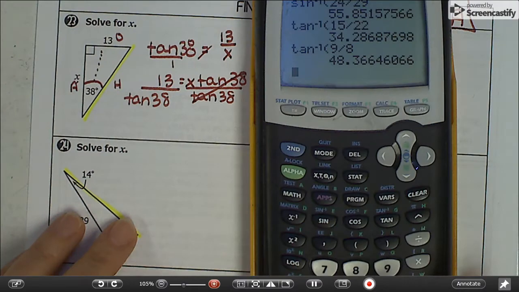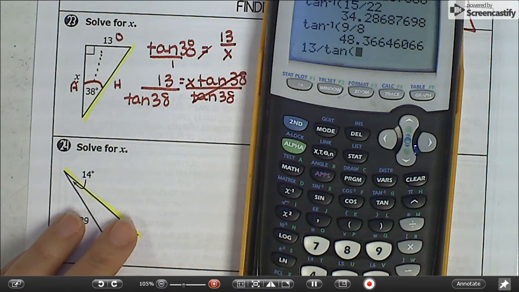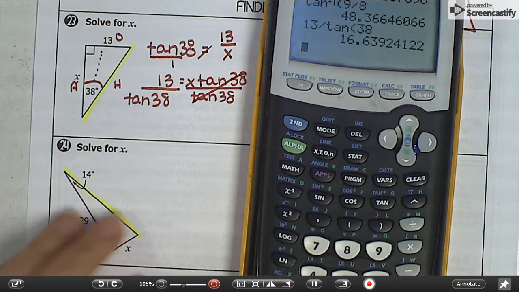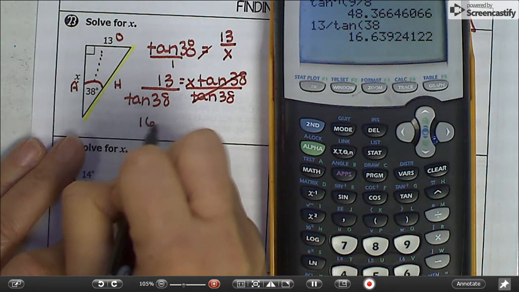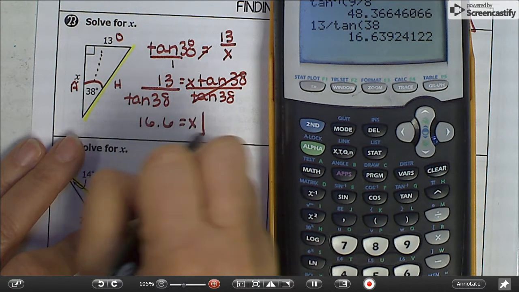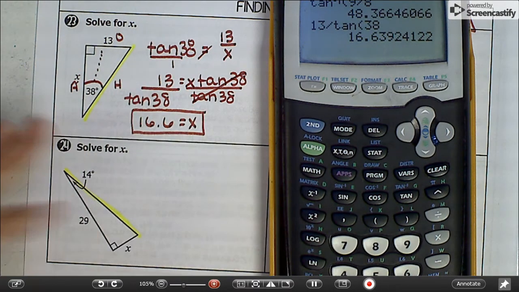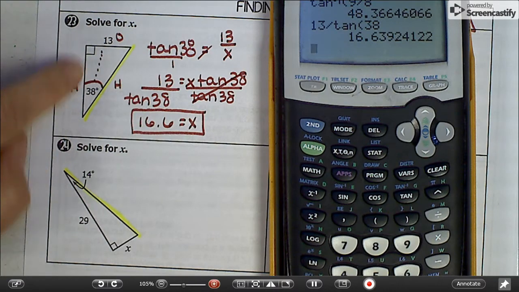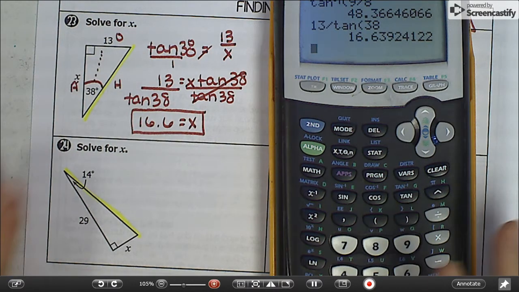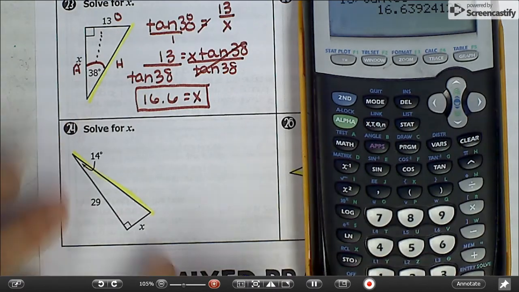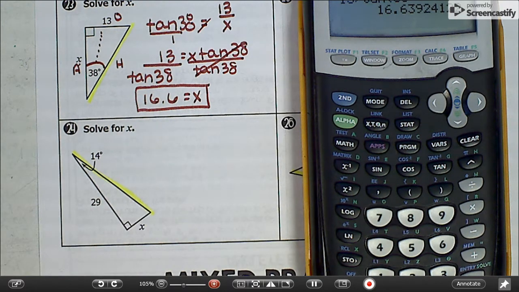All right, cross multiply. Use your trusty old calculator and just type it in. Not inverse this time because we're talking about sides. All right, so the length of this side is 16.6, whatever unit they're talking about. See if you can figure out what trig function for number 24 and then come back.